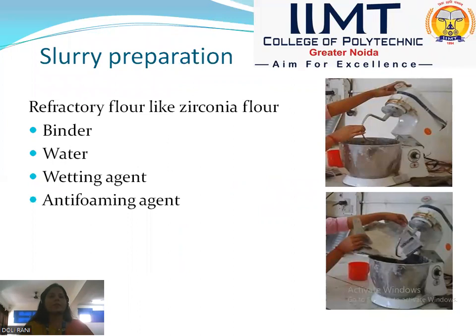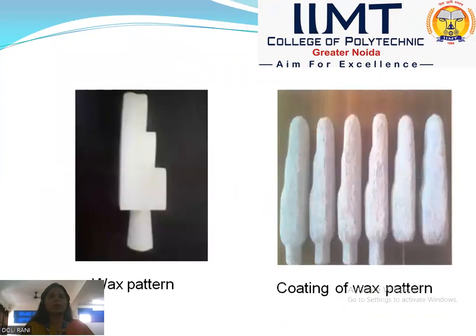Next is slurry preparation. When the wax pattern is prepared, this pattern or assembly is dipped into the ceramic slurry. For that purpose, we can take zirconia flour, binder, water, wetting agent, and anti-foaming agent for preparation of the slurry. These are some pictures of the wax pattern, and these are the coatings of the wax pattern. Now these coated patterns are assembled on the tree to pour the molten metal into these shells.